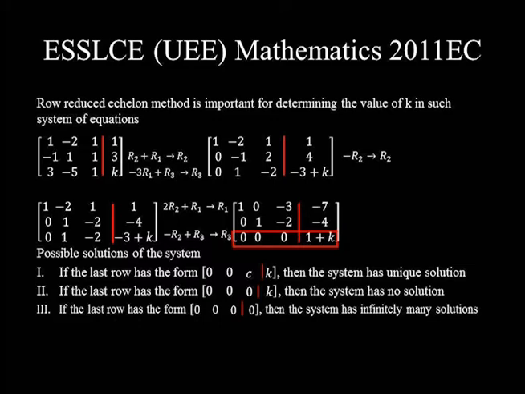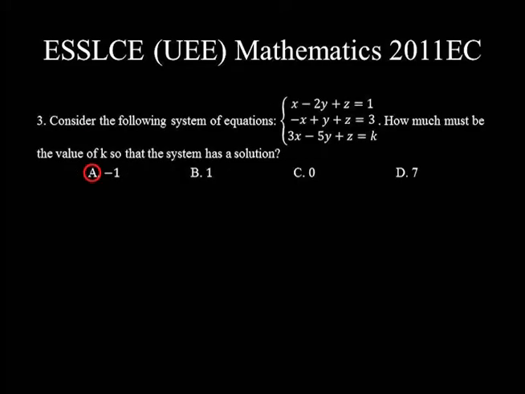But in our equation, it's mentioned that the system has solutions. So our equation has to take the form of this final row. It has to take the form of alternative 3. So 1 plus k should be equal to 0. Taking plus 1 to the right of equality, we will find k is equal to negative 1. Hence, choice A is the right alternative.